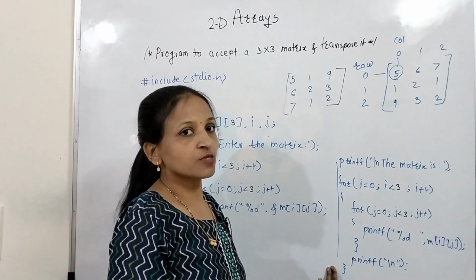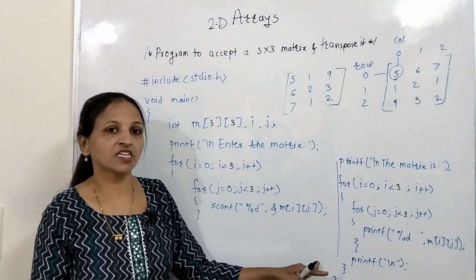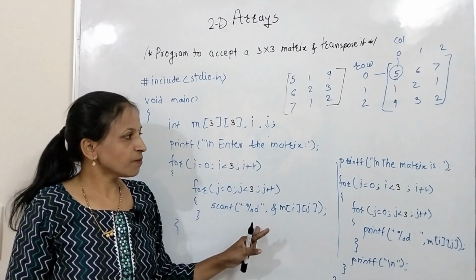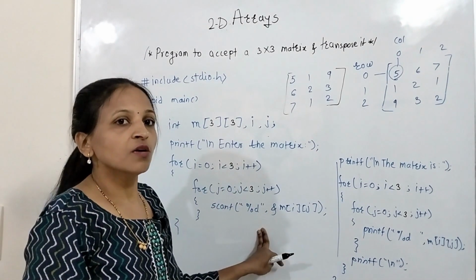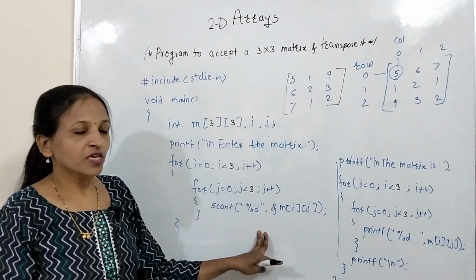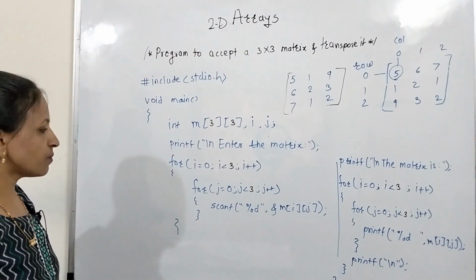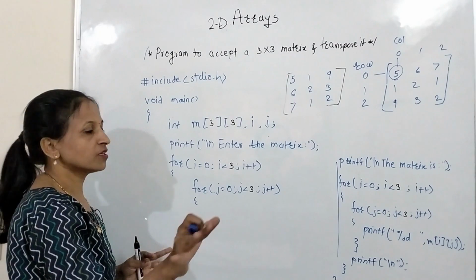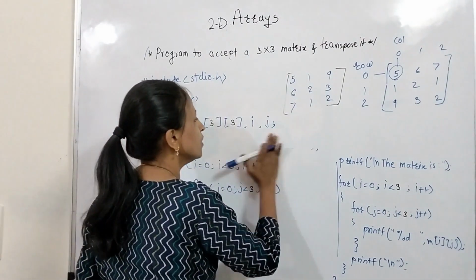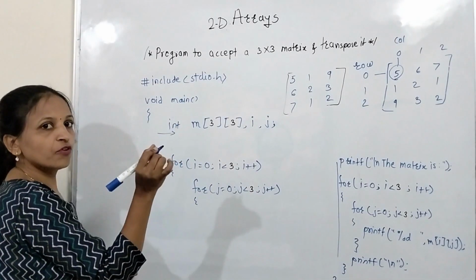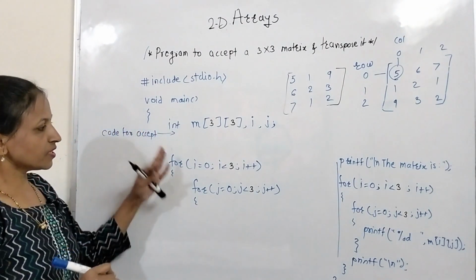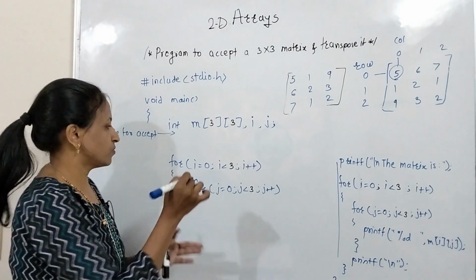Now how to transpose the matrix? Before displaying the matrix I am going to transpose it. To accept the matrix, this is the loop, and now here I am going to transpose the matrix. See what is to be done here. Consider we have accepted the matrix, here we have written the code for accepting the matrix, and now after that we will do the transpose.